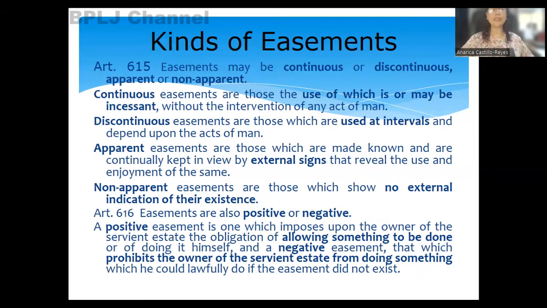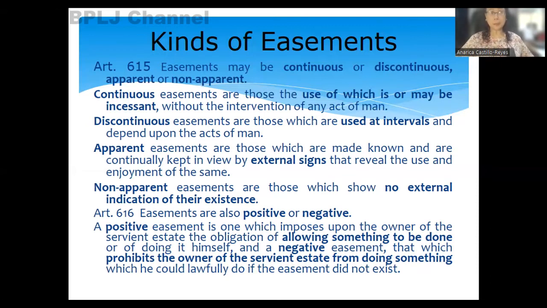What are apparent easements and non-apparent easements? Apparent and non-apparent depends on whether there exists an external sign that would signify that there is an easement. An apparent easement is one which has external signs that reveal the use and enjoyment of the easement. On the other hand, a non-apparent easement shows no external indication of its existence. They exist, but they are hidden. That is why they are considered non-apparent easements.